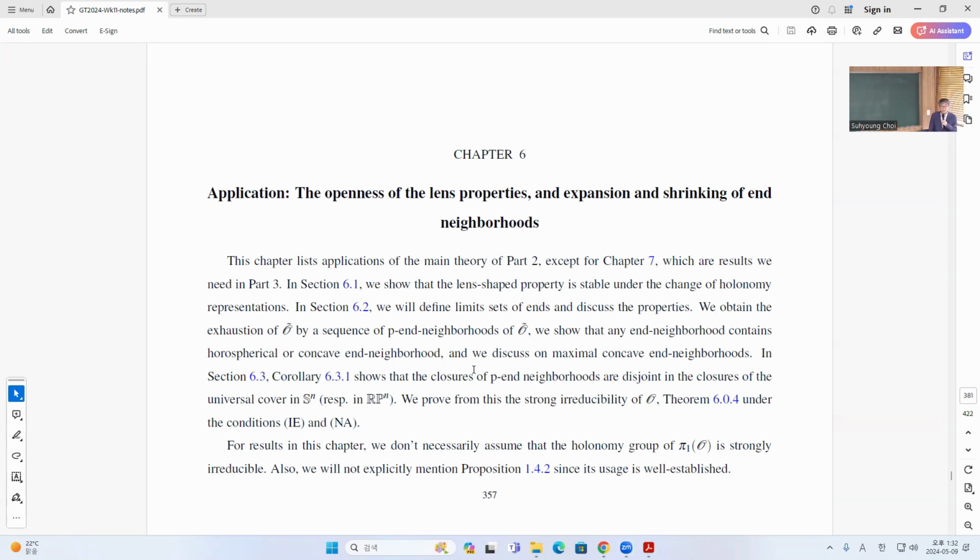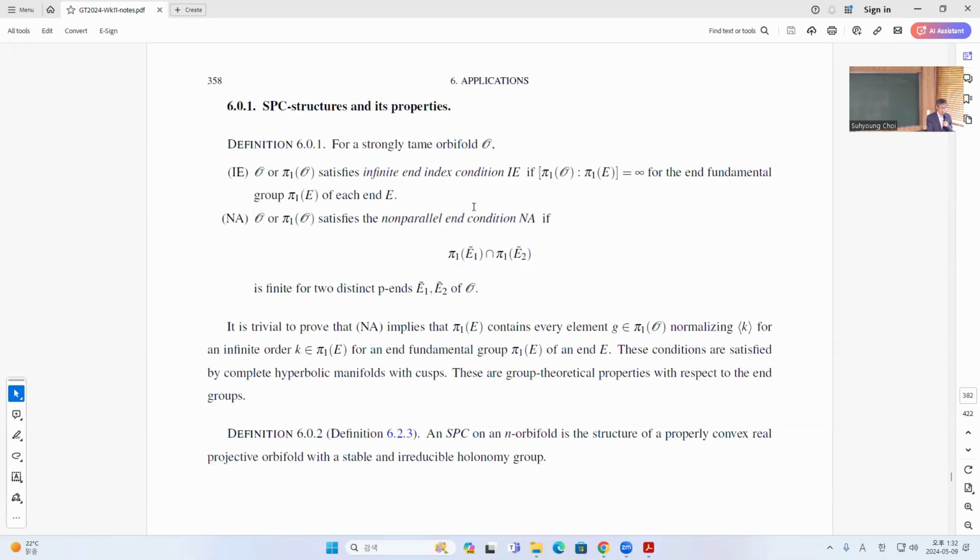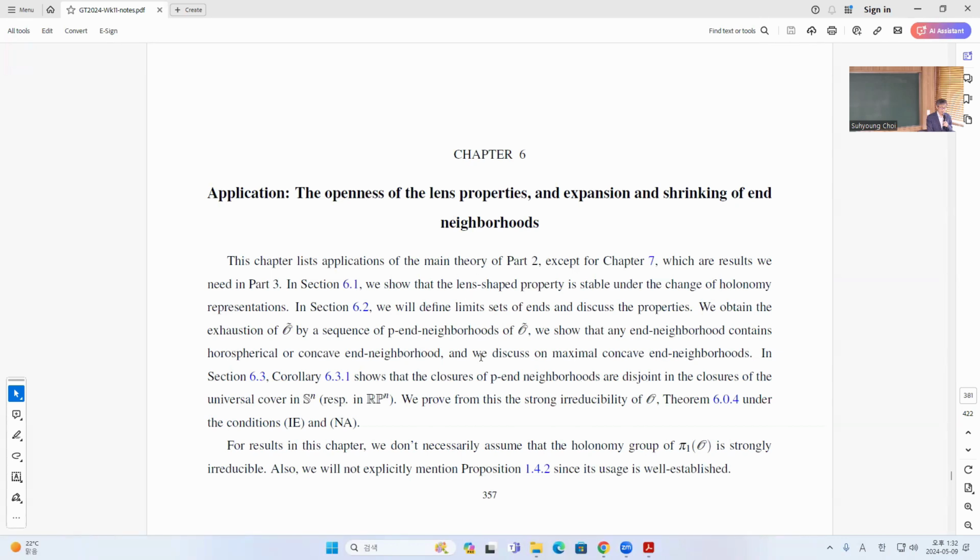Okay, so we'll do chapter 6 in this hour, the second half. So basically, we'll talk about some openness of the lens property and expansion and shrinking. So in 6.1, we talk about the openness, and in 6.2, we discuss some limit sets of the lens, and then in the core section 6.3 we will prove the strong irreducibility of these orbifolds.